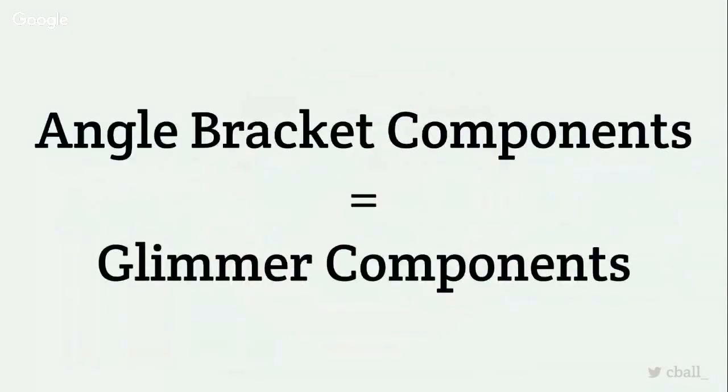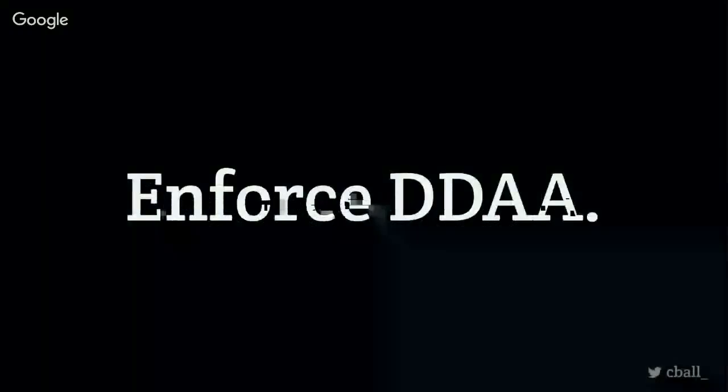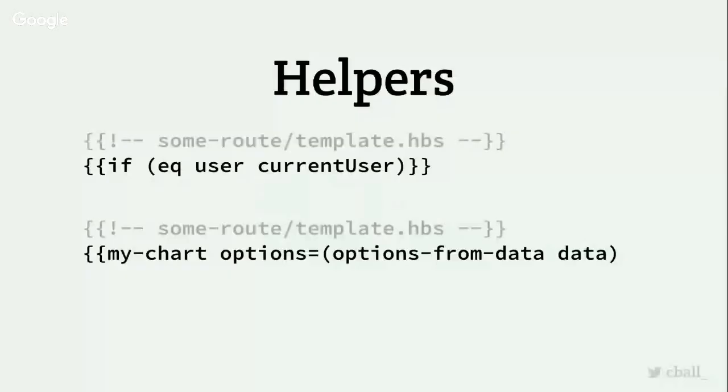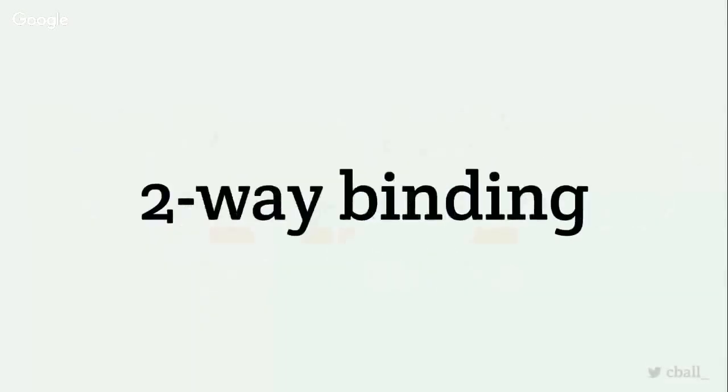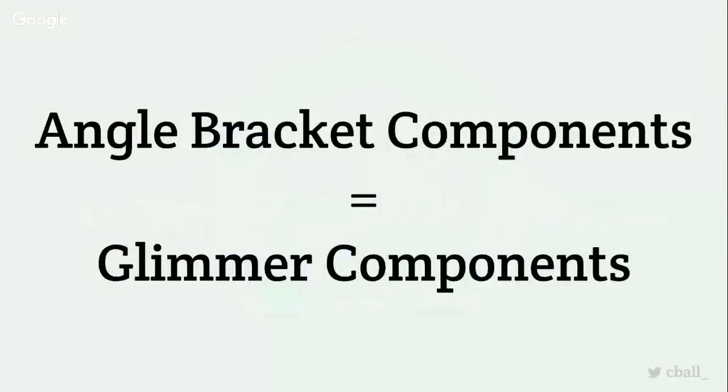So there's basically angle bracket components, which I touched on a little bit, not calling them angle bracket components. It's basically the custom HTML tags that are eventually going to be supported in browsers. That's what that means. Instead of using the syntax my chart this way, you're just going to be able to say angle bracket my chart.